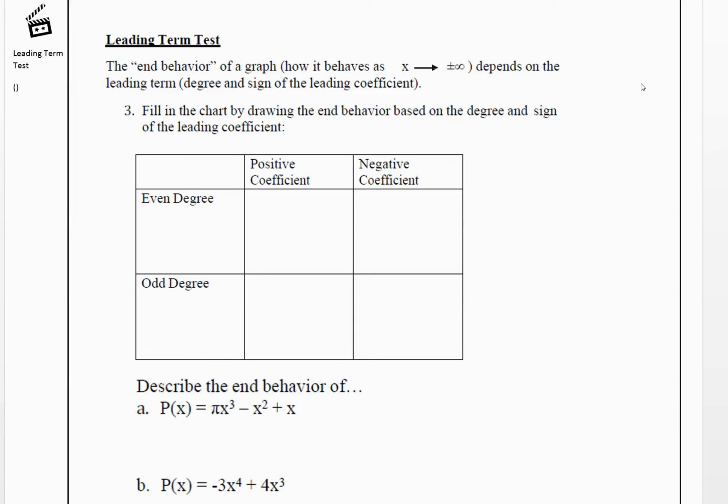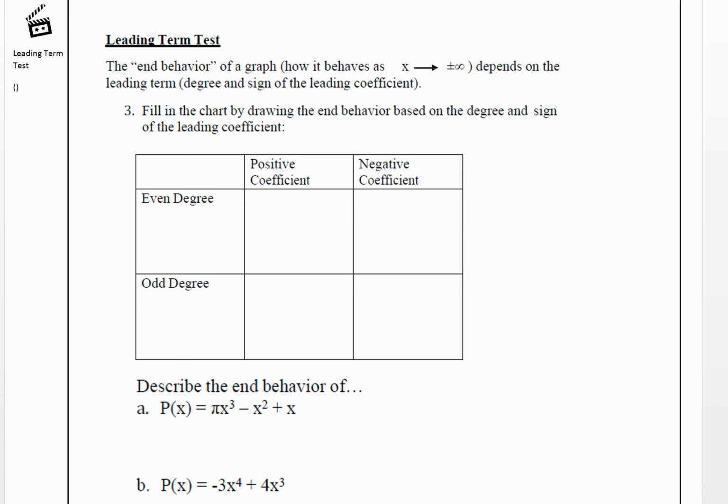One thing that's really cool about polynomials is that we can actually tell a lot about the graph just by looking at the leading term, the very first term. There are two things we're going to need to notice about the leading term: if the degree is even or odd, so if the exponent is an even number or an odd number, and then whether the coefficient, the number out in front of it, is positive or negative.